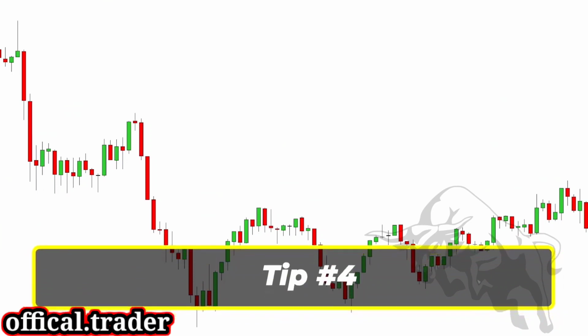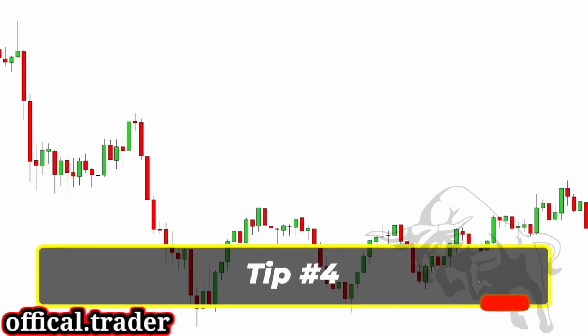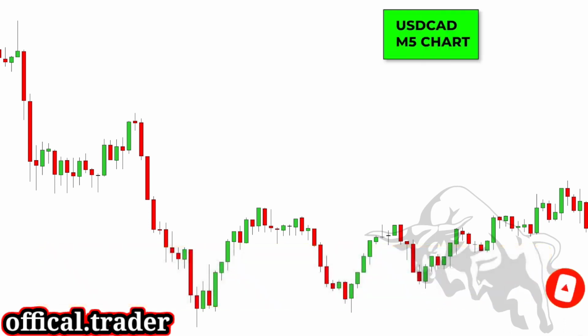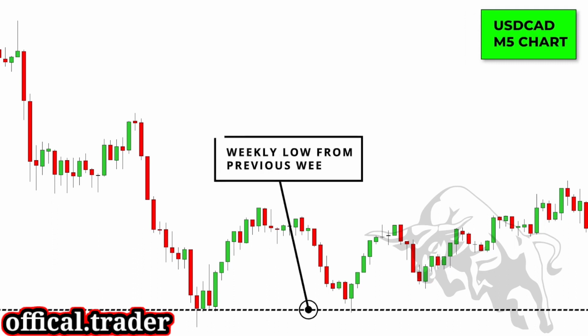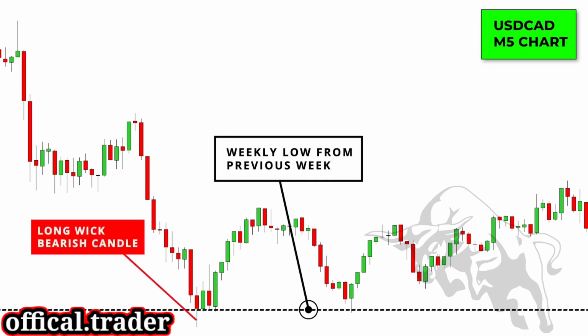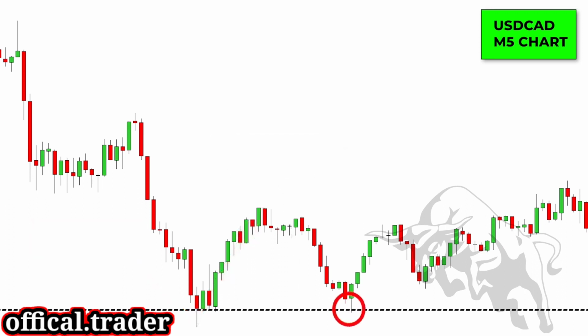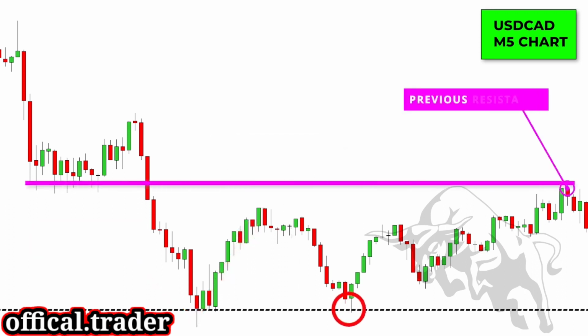Tip number 4 is to take note of weekly highs and lows on your chart, as they can often provide a significant level of support or resistance. Here we have a 5-minute chart of the dollar Canadian. Here is the weekly low from the previous week. As we approach the level, we are left with this long wick bearish candle, and then we see a reaction to the upside. Price comes down and tests the level again here, and eventually we pull back into the previous level of resistance here.